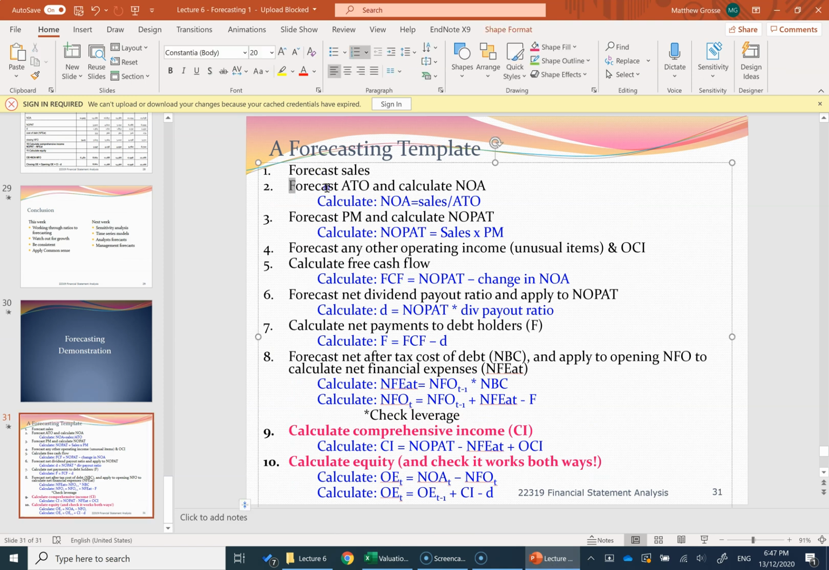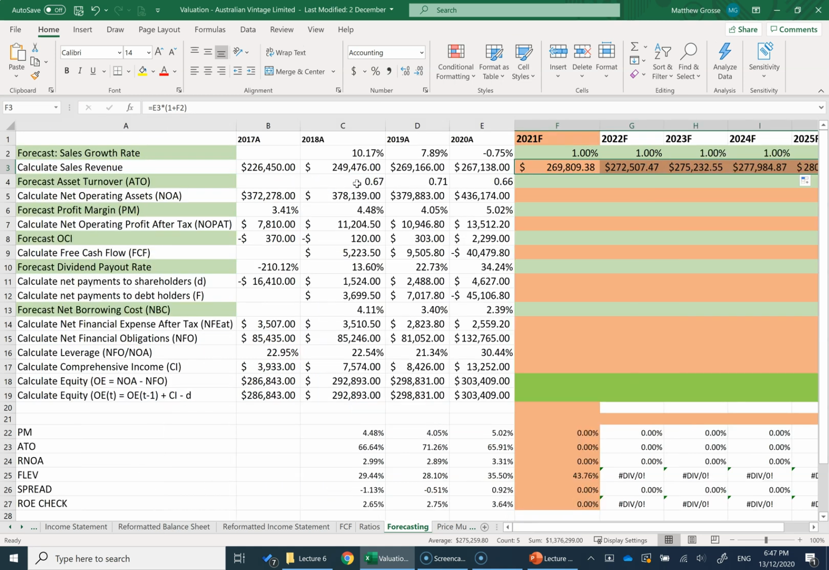Step 2, forecast the asset turnover and calculate net operating assets. If I have a look at my asset turnover for the last couple of years, it's averaging around 0.68. When you do this for your assignment, you have to do more than take an average. You have to research changes in the business that would lead to potential changes in asset turnover in the future. But here, just in terms of applying it, I'm going to say I think the asset turnover is going to be 0.65 in the future.